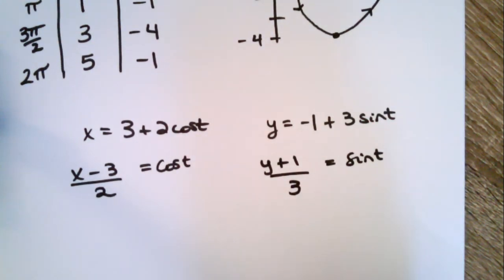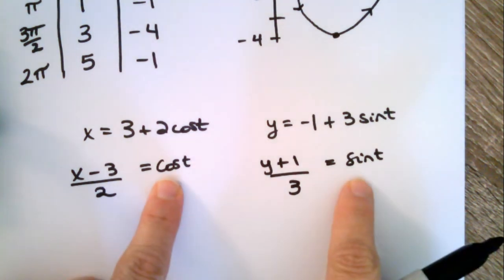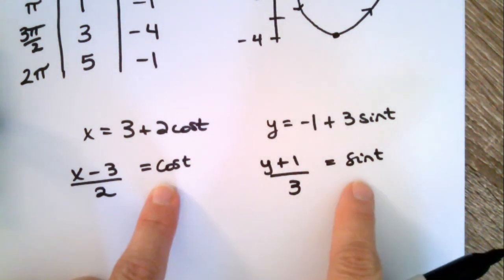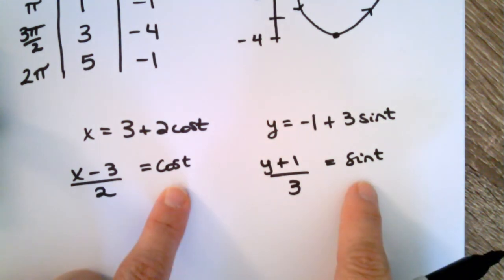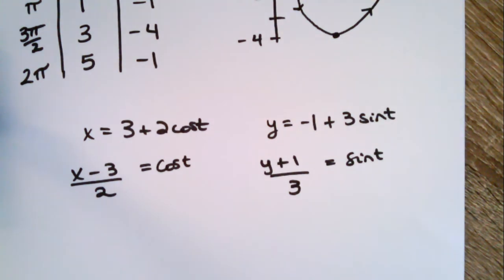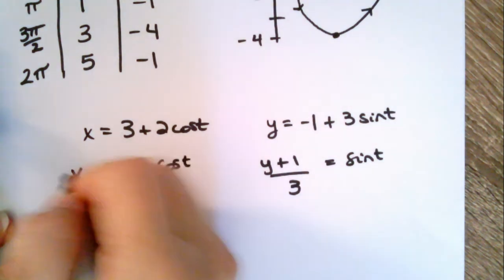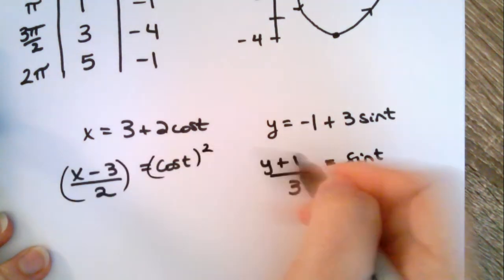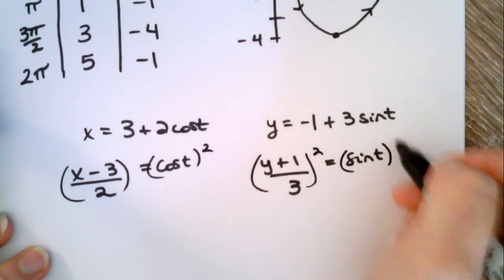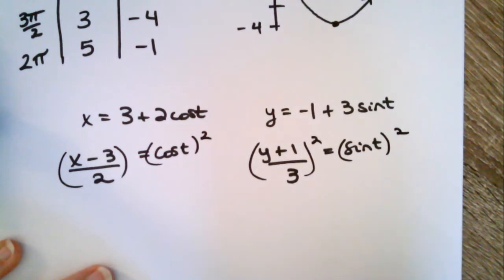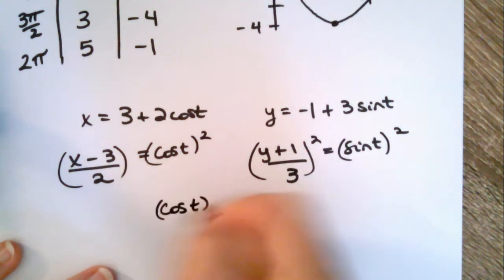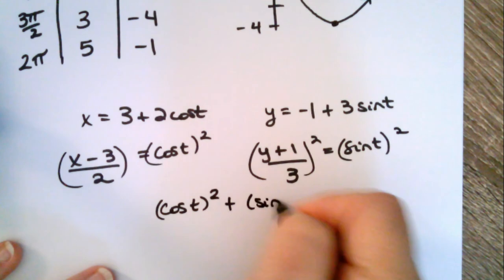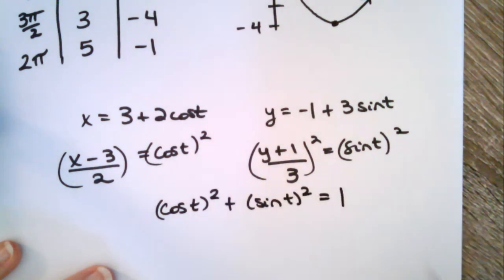And then instead of using inverse trig functions, which is what we would do to undo these to solve for t, what we're actually going to do here is square everything. And you may think, why in the world are we going to do that? Just stick with me for a moment. I'm going to square everything. And then we're going to use our Pythagorean identity. We know that cosine t squared plus sine t squared is equal to 1.